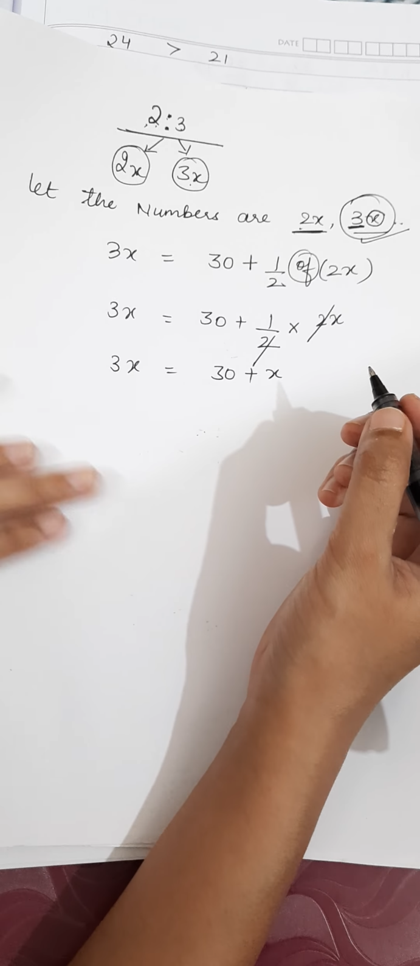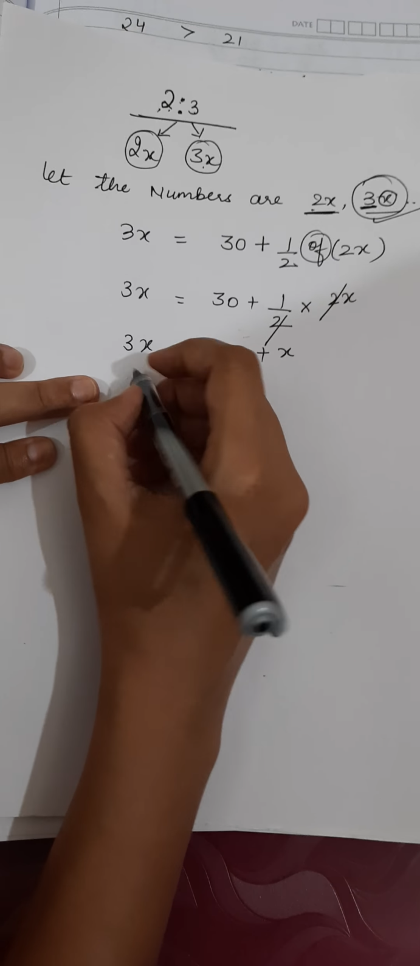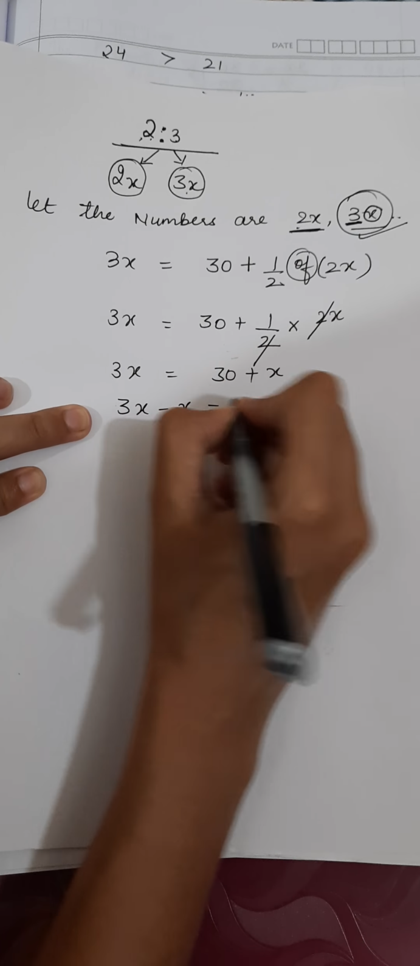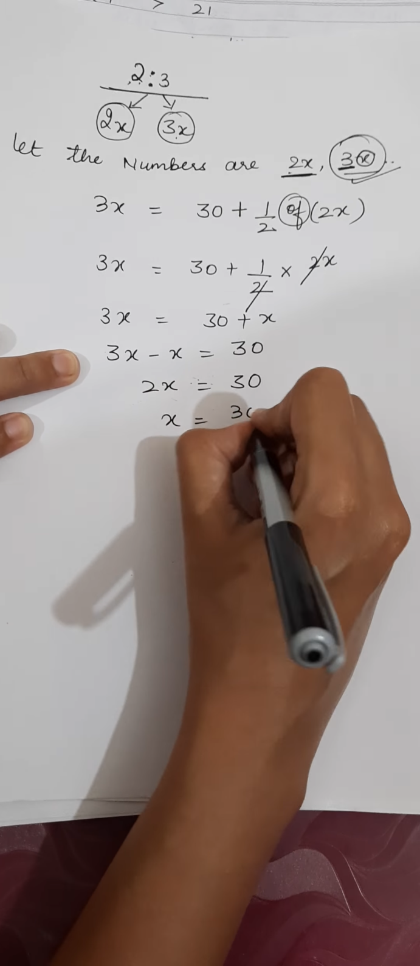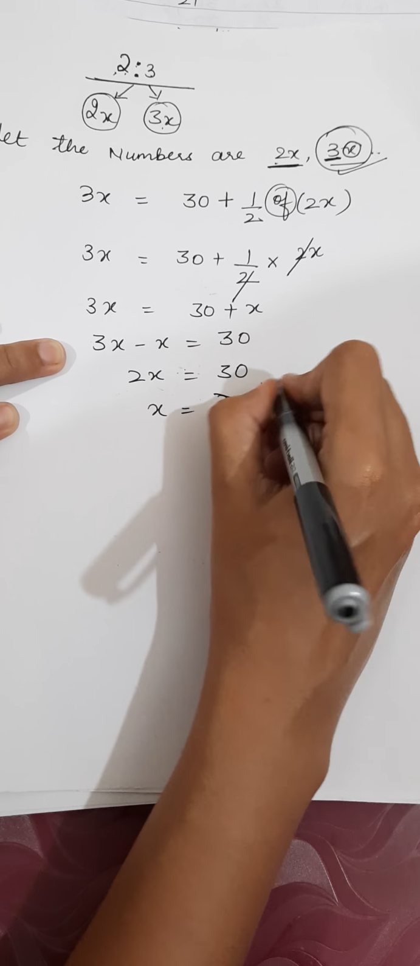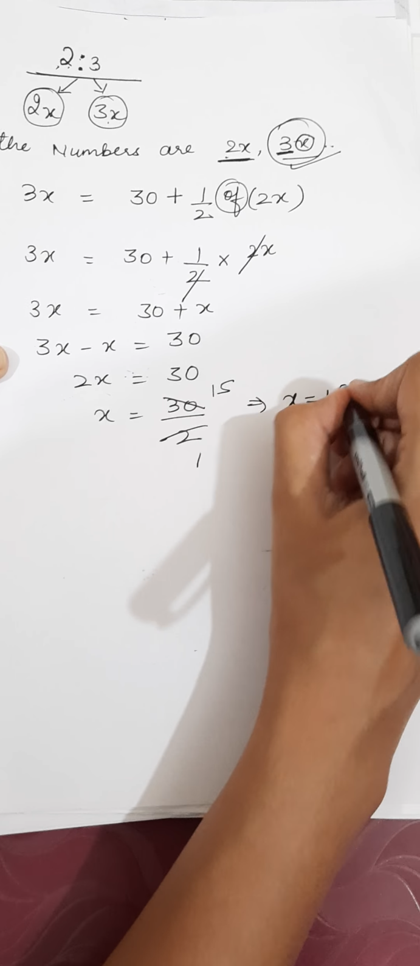Now all the variables at one side. So x I am going to take to the other side. 3x minus x is equal to 30. 2x is equal to 30. x is equal to 30 upon 2. 2 15s are 30. So x is equal to 15.